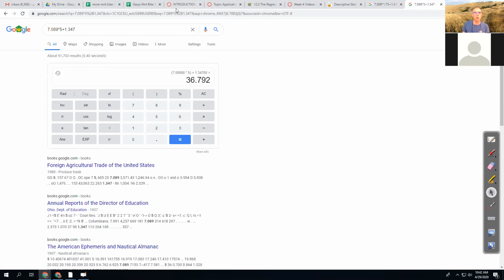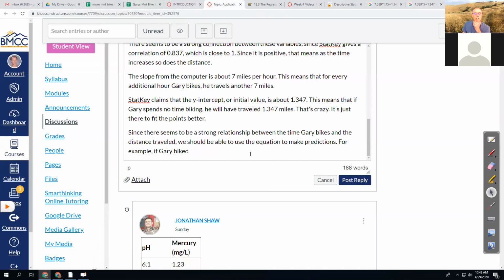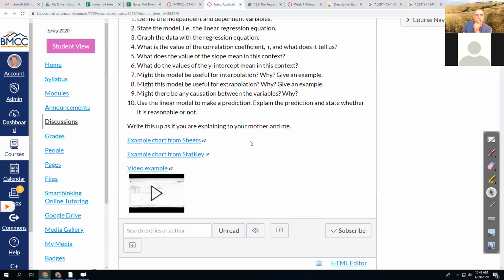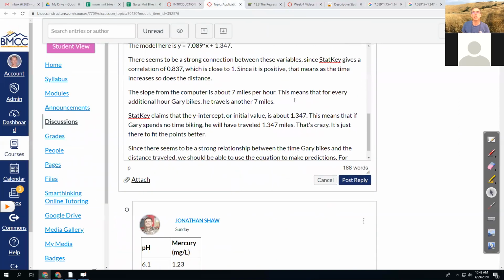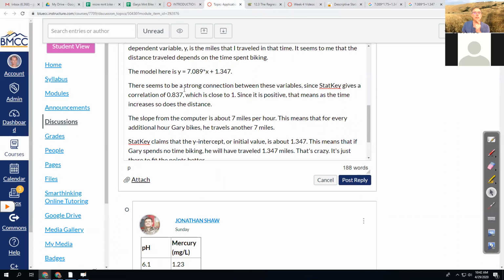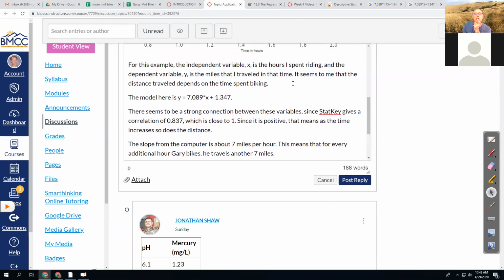So I'm just gonna throw, let's see, is there anything else I need to address here? Because I want to show some examples of when you shouldn't do this. Might there be causation? Okay, and have I addressed that? I think I did up here already. There seems to be a strong connection between these variables. Since it's positive, no, I didn't address it there. How about up here? It seems to me that the distance traveled depends on the time biking. Yeah, so that's me talking about, is there causation, right? So I could be more clear.